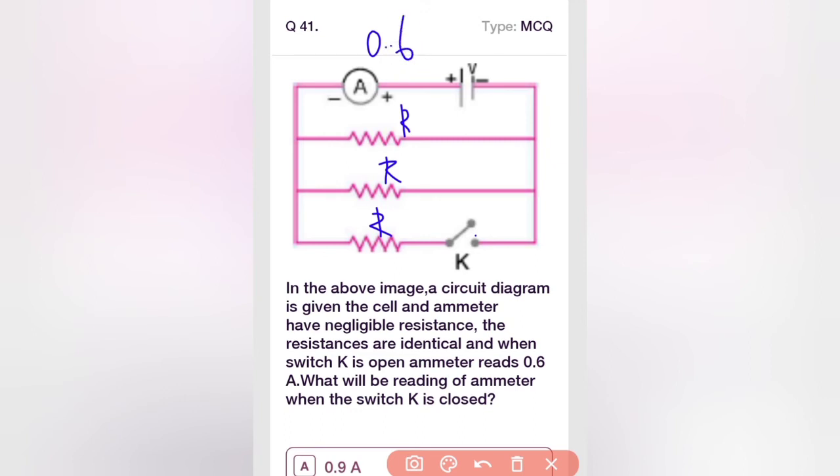That means this current will divide into 2 here, and it becomes 0.3 and 0.3, because the same resistance means the current will equally divide. And suppose this switch is closed, what happens? The same 0.3 current will be flowing here. So 0.3 plus 0.3 plus 0.3 is 0.9. So option A is the correct answer.